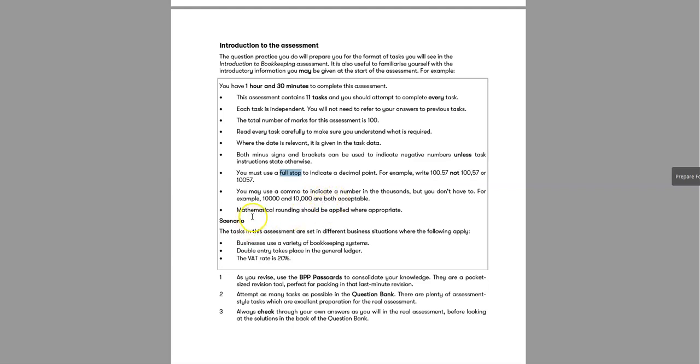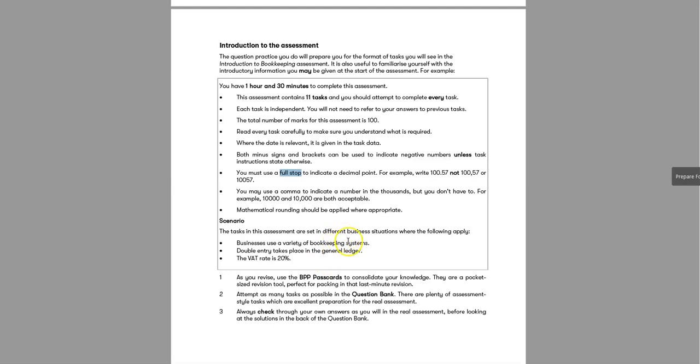Then we have mathematical rounding should be applied where appropriate. So you should use mathematical rounding where appropriate. Obviously if the question says round it up or round it down, or make it 2 decimals, you always have to do that. Scenario: the tasks in this assessment are set in different business situations where the following apply. Businesses use a variety of bookkeeping systems, so double entry takes place in the general ledger and the VAT rate is 20%. So this is the story we have to know before we answer the questions.